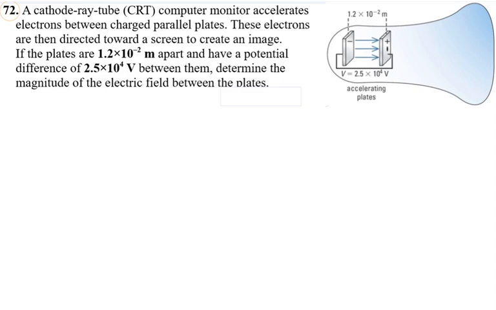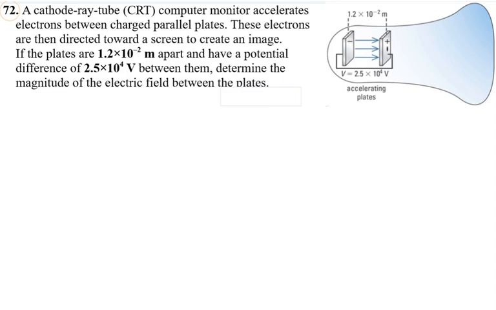Here's an interesting question, and it is interesting only because you have to derive the formula that they don't give you. So let's read the question. A cathode ray tube, CRT, they used to use this tube in old monitors, if you remember, or if you have seen old monitors, they're not flat, they have the tube inside of them, so they're bulky, in computer monitors or in old TVs. So a cathode ray tube computer monitor accelerates electrons between charged parallel plates, and that's how the old TVs used to work.